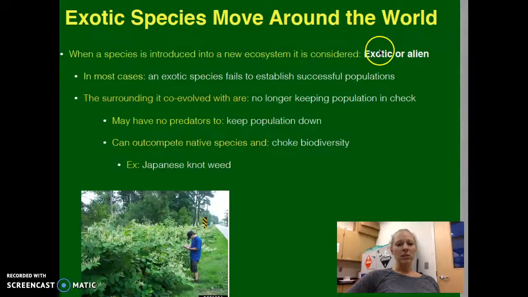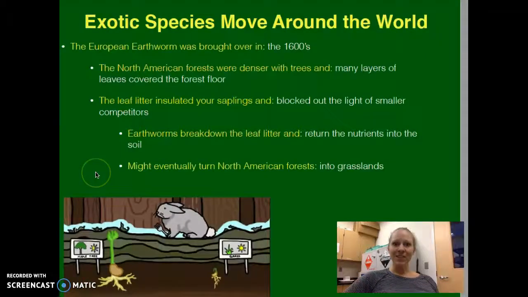So an exotic species is something that is introduced. So if we were to take that hare out of its natural habitat where it's native and bring it into a new part of the world, it would be an exotic or an alien. But it's not quite an invasive yet. In order for something to be an invasive, it would have to be highly successful. And so if it doesn't have any predators, and if it can outcompete the surrounding organisms, then it can choke biodiversity, and that is when we see exotics become invasive. Another fun little example of an invasive species is the European earthworm.